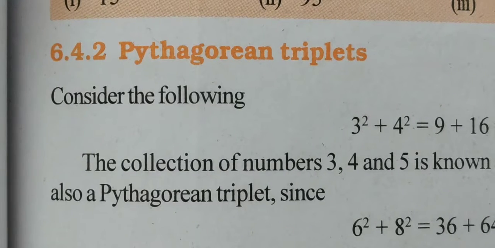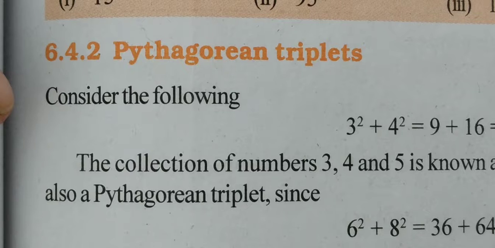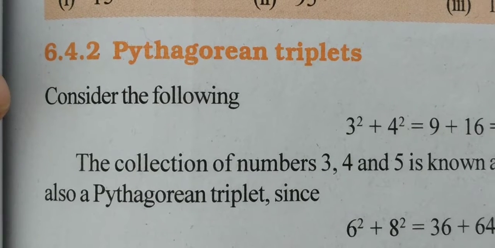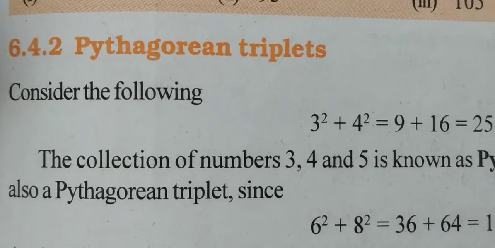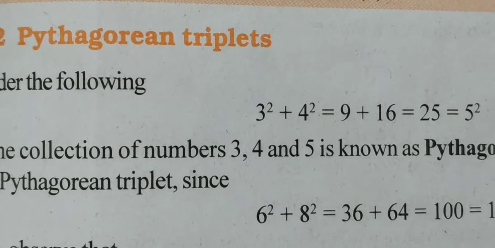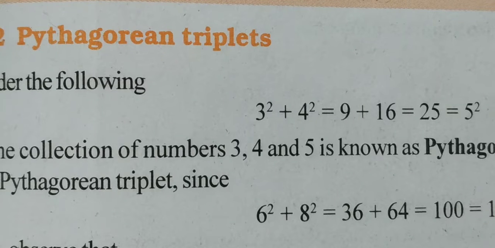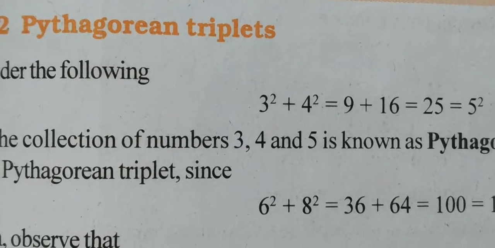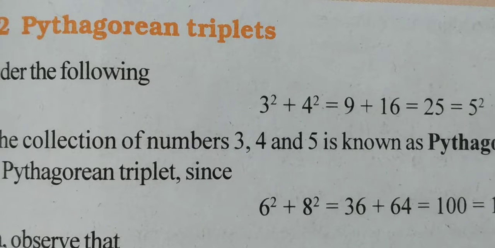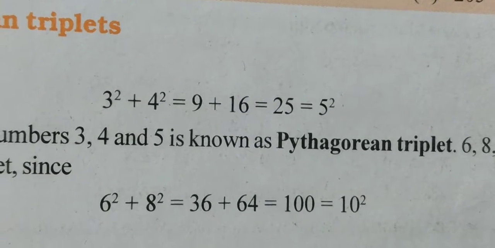Today our topic is Pythagorean triplets, where you are going to see a set of three numbers which are considered to be Pythagorean triplets. It is a collection of numbers in which, out of the three, when you take the squares of the two smaller numbers and add them, the answer you get is the square of the bigger, or third, number. Then the set of three numbers is considered to be a Pythagorean triplet.